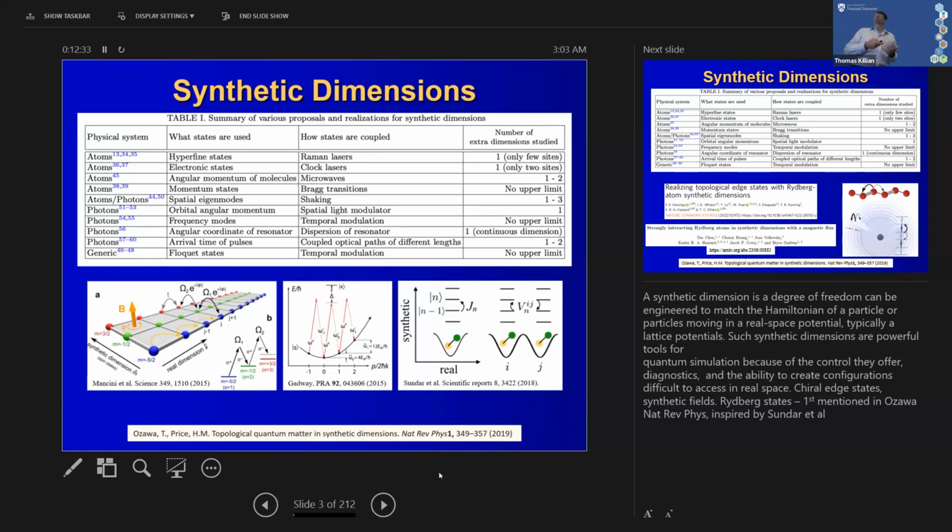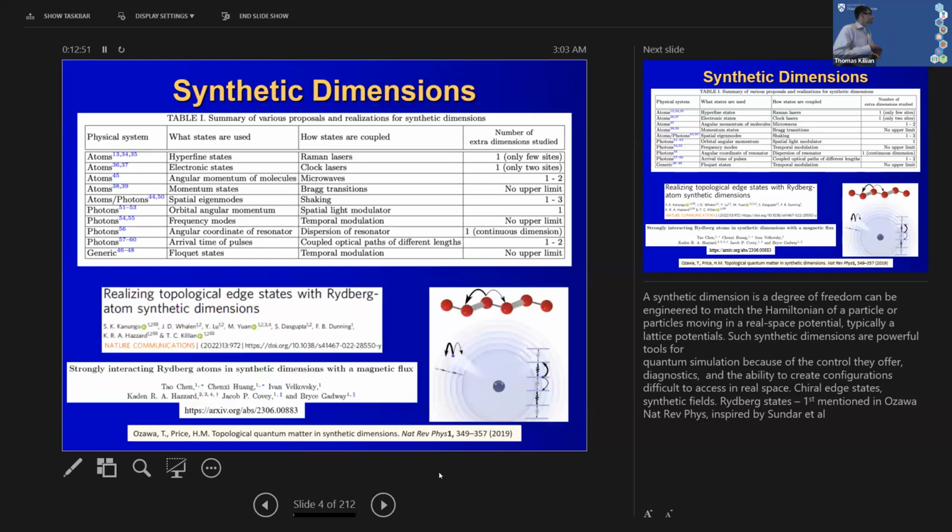You can also do this with external states. So momentum states of atoms have been used as a synthetic dimension, and also molecular states have been proposed at least, and then various ways to use photon modes as the underlying states for your synthetic dimension. Many other realizations, too many to list them all.